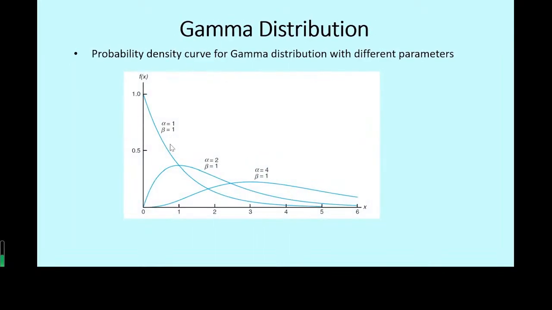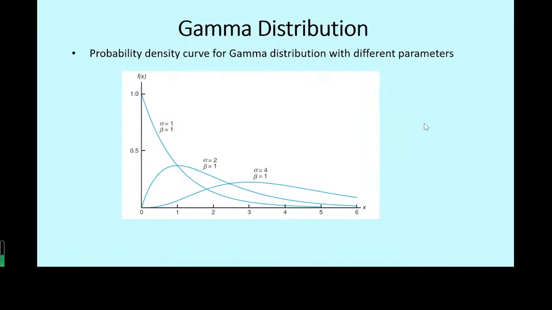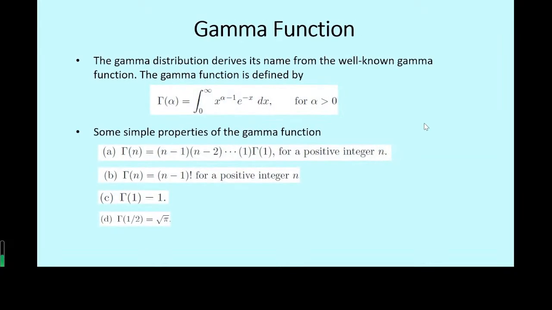And in this figure, we show several curves of density functions for the gamma distribution. So this one, alpha equals 1, beta equals 1. Gamma distribution has two parameters called alpha and beta. Alpha is a shape parameter, and beta is called the scale parameter. So for alpha equals 1, it is an exponential distribution. So this is the gamma function.